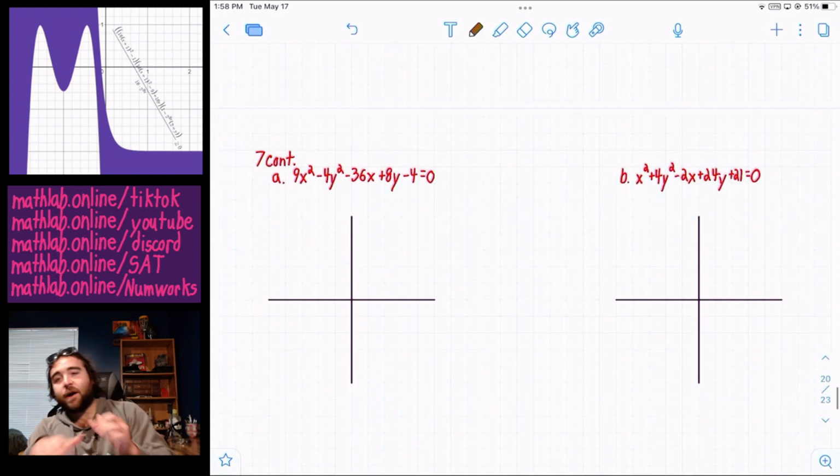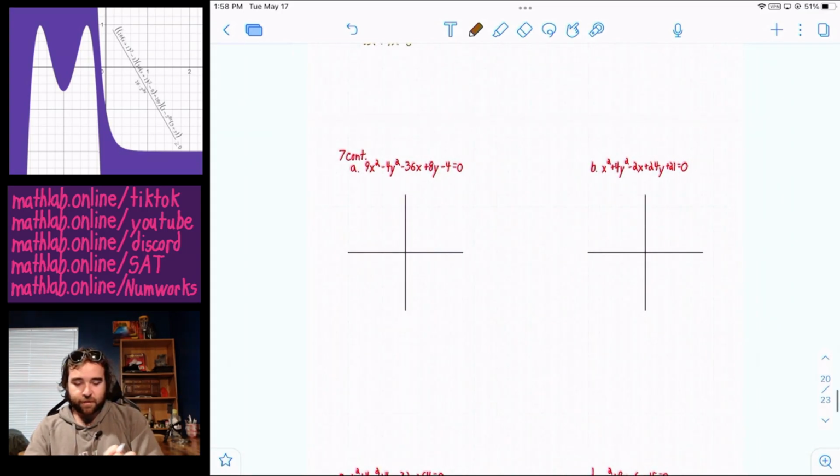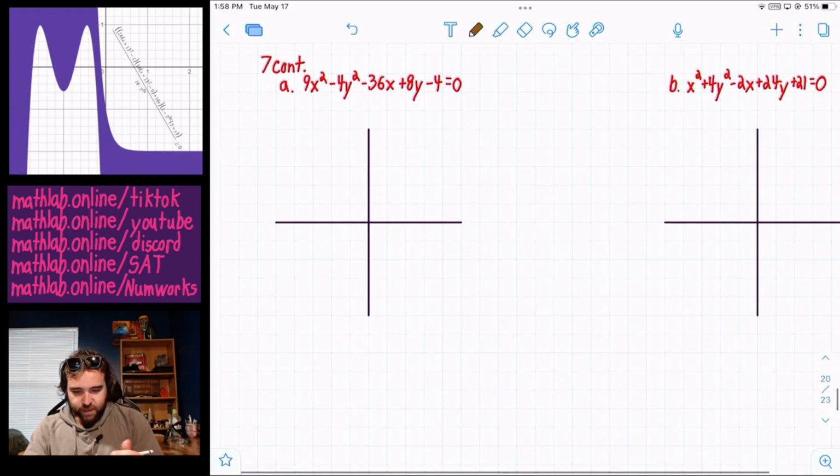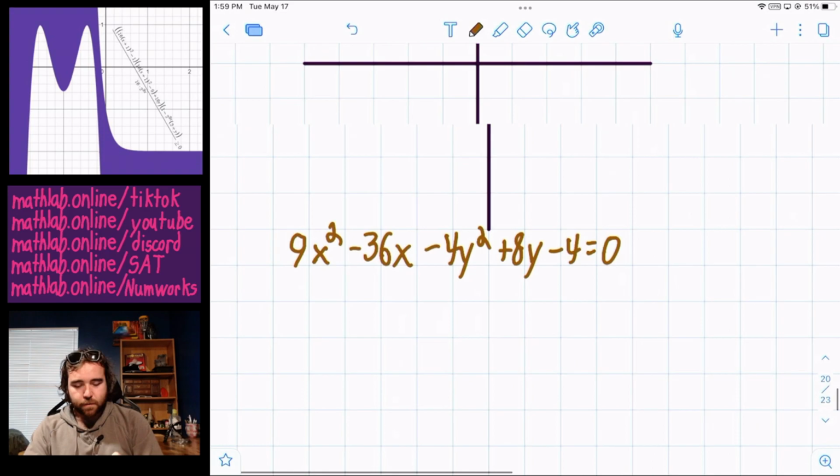All right, now we got some grueling ones, honestly. So we got to graph this, and we got to complete the square. So let's bring it down here. Let's rearrange everything first. We'll just try to be really consistent. We're going to rearrange it. 9x squared minus 36x minus 4y squared plus 8y minus 4 equals 0.